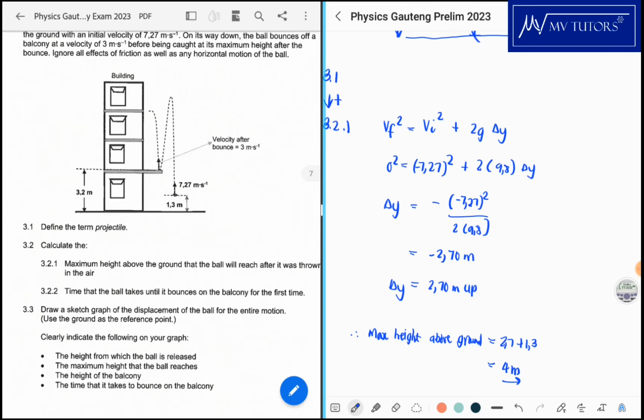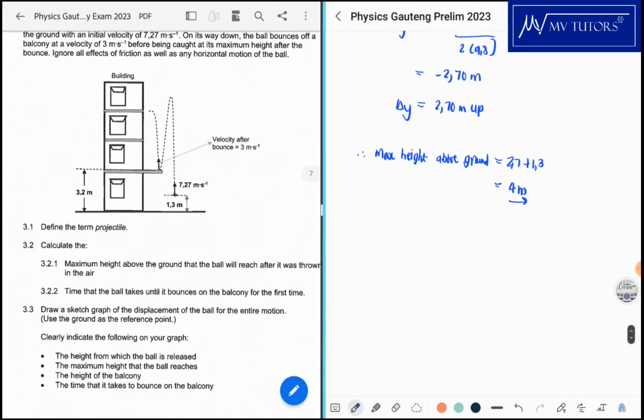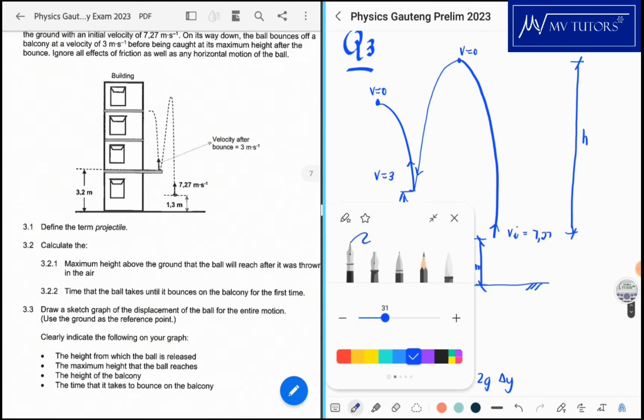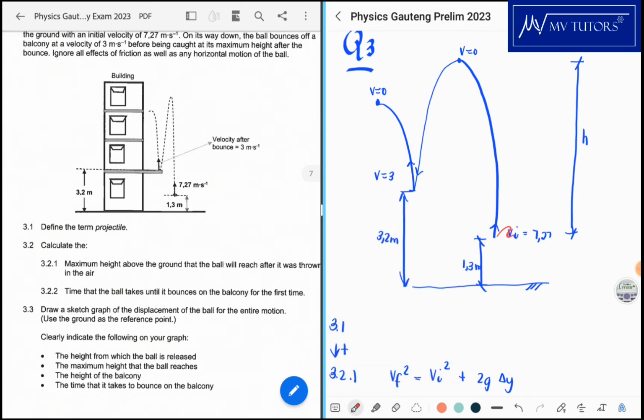And now on to the next question, 3.2.2. It says, calculate the time that the ball takes until it bounces on the balcony for the first time. Basically, we want to know the time of this motion from the time it was thrown up until it reaches the balcony. There are various ways of calculating this.